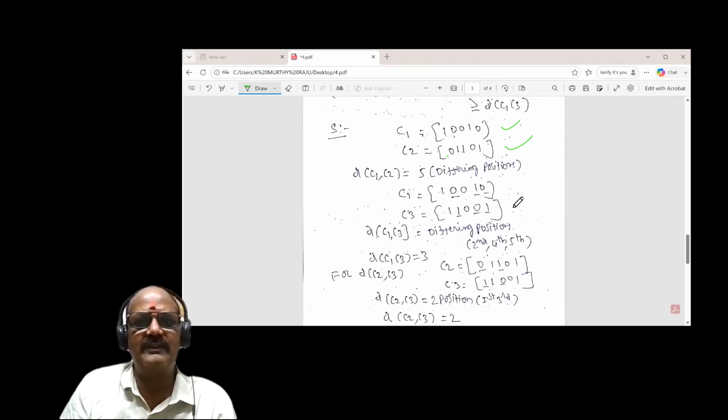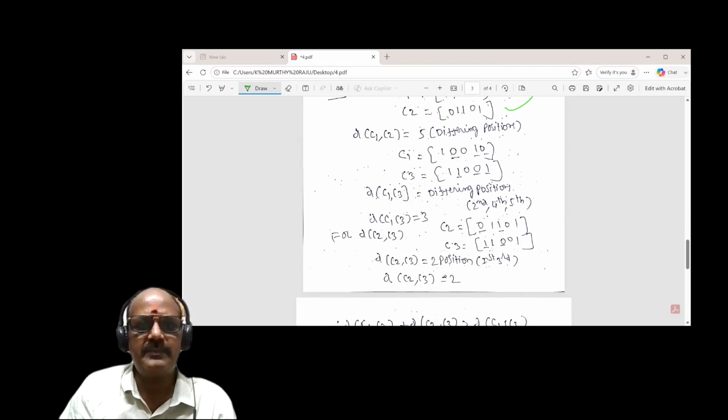Next, consider C1 and C3. C1 is 10010, C3 is 11001. The differing positions are the second, fourth, and fifth. Therefore, D(C1, C3) is equal to 3.